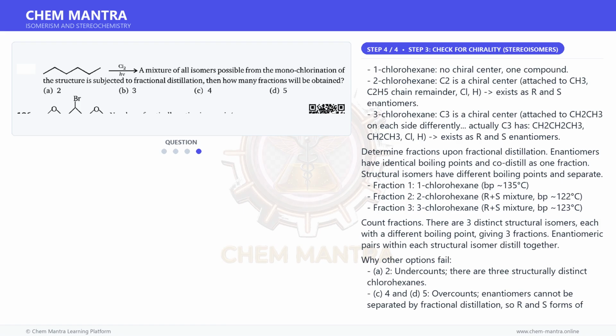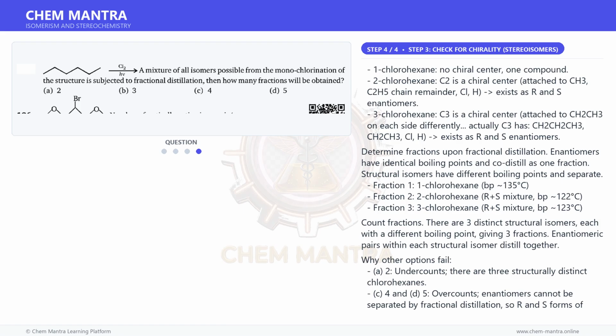Fraction 1, 1-chlorohexane, BP approximately 135 degrees C. Fraction 2, 2-chlorohexane, R plus S mixture, BP approximately 122 degrees C. Fraction 3, 3-chlorohexane, R plus S mixture, BP approximately 123 degrees C.